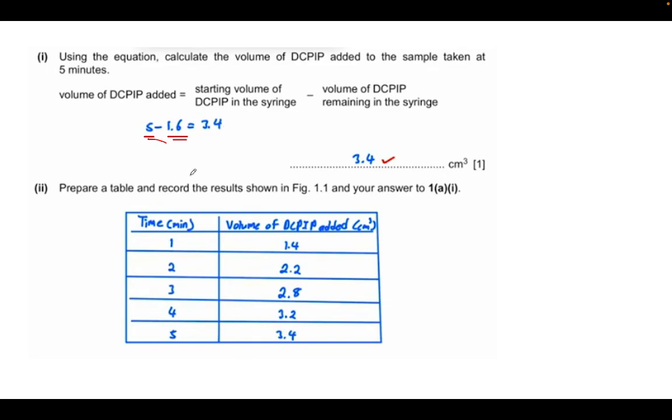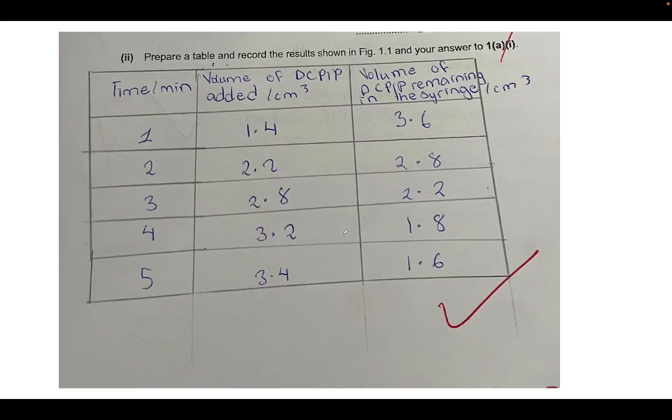Now, prepare a table and record the results shown in figure 1.1 and your answer to this. Now, we see the table can be like this. Always, as I said, the independent variable is always here. This is exactly what you're changing, which is time. And also here we have the dependent variable. The rating is not perfect, but I hope it's clear to you. So we can see it. We are just filling in the numbers that we have here. But also this answer here is really perfect. So what we did: we have time, which is an independent variable, and also we have the volume of DCPIP which is being added. This one is also 100% correct.